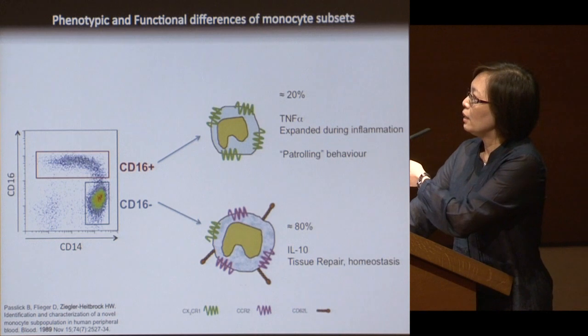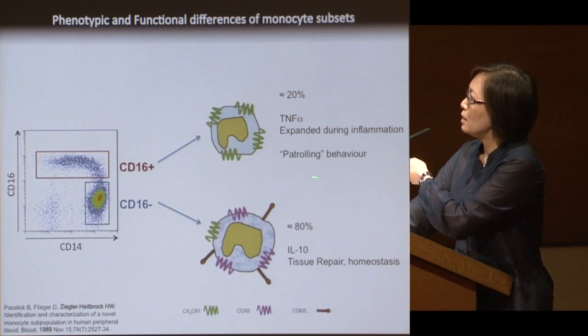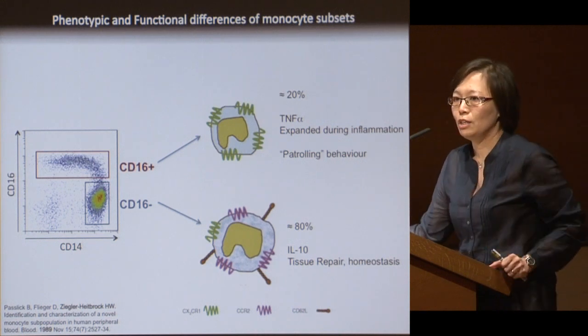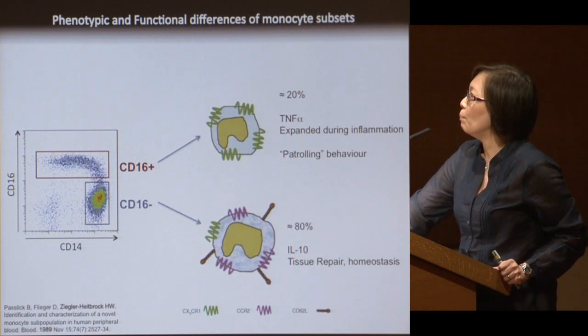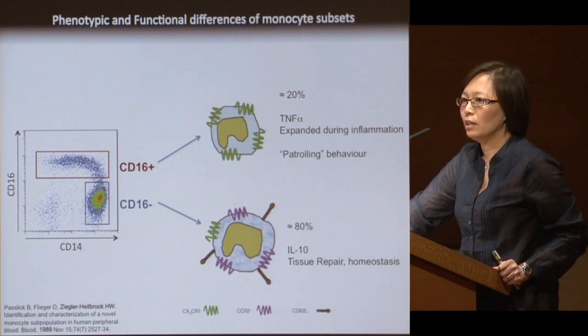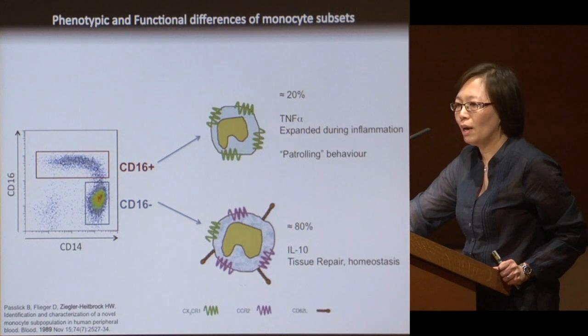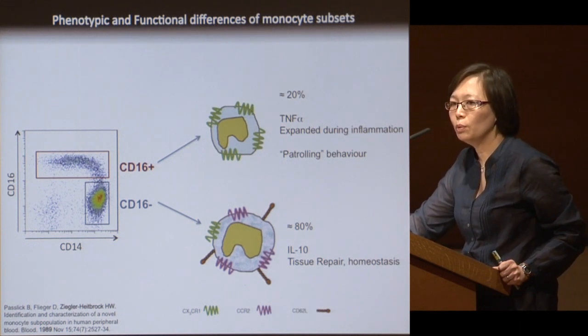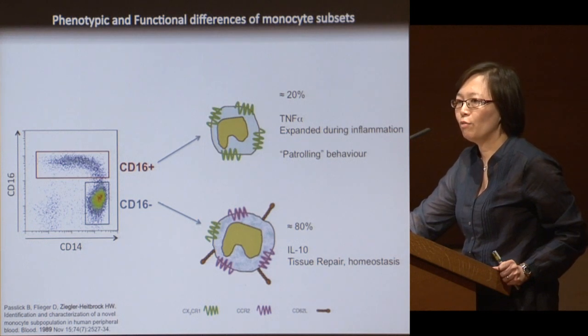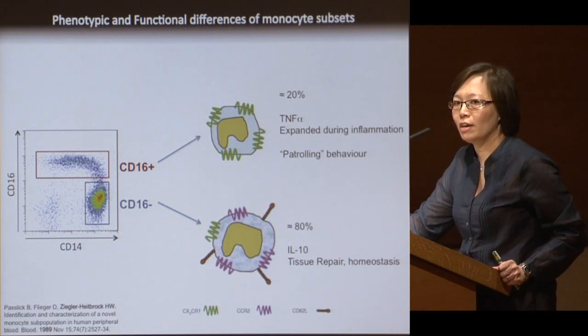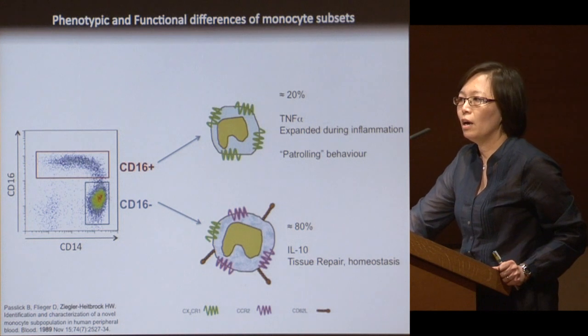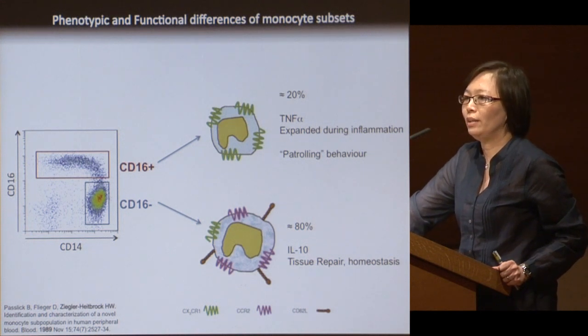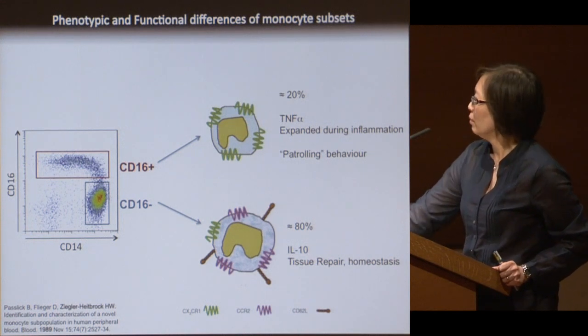And one interesting aspect of the CD16 positive monocytes is the patrolling behavior that has been described more recently. This patrolling behavior on the vessel wall of the blood vessels seems to indicate that this cell type is playing a sentinel role, sensing the microenvironment and getting ready to extravasate into any inflammatory site when there is an infection or when there is inflammation occurring.